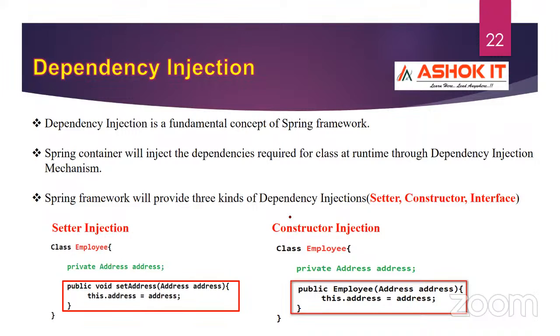And what is the other one, guys? It is constructor injection. What do you mean by constructor injection? Injecting the address class object into the employee class by taking the support of an employee class constructor, such a mechanism we call constructor injection. Hope you guys are comfortable, everybody. Hope you guys are comfortable or not.